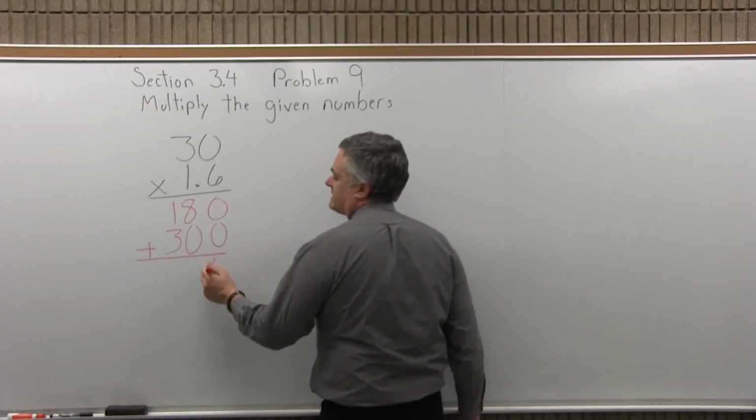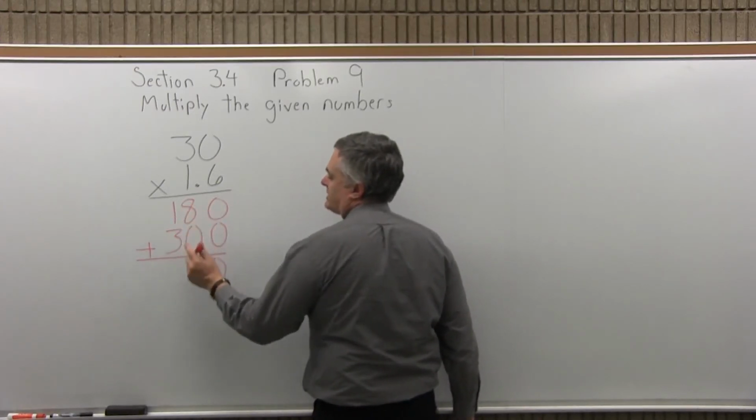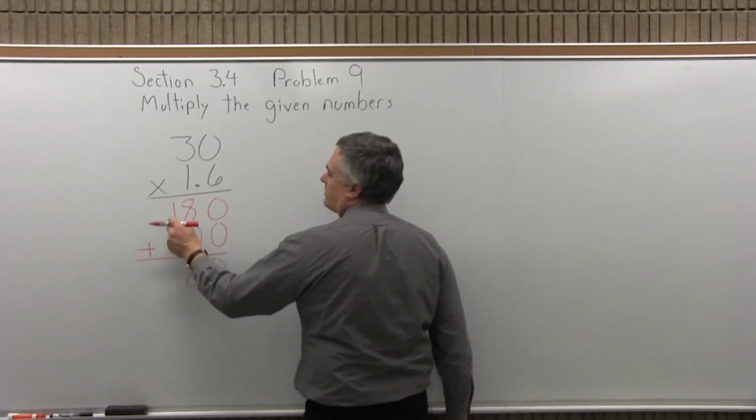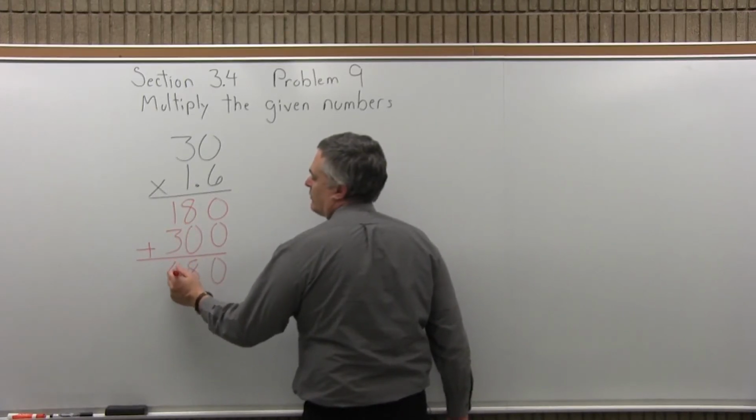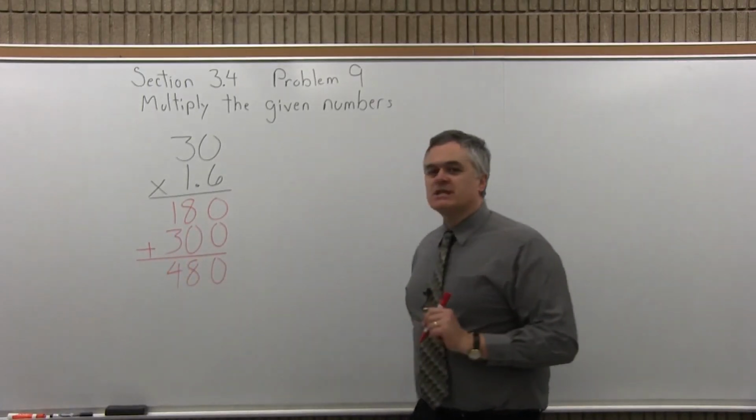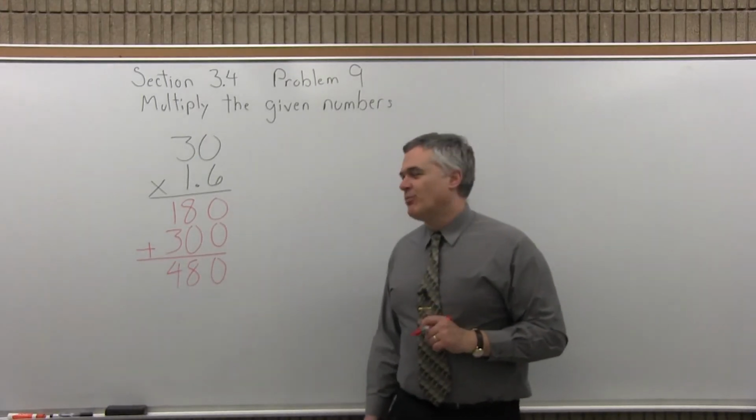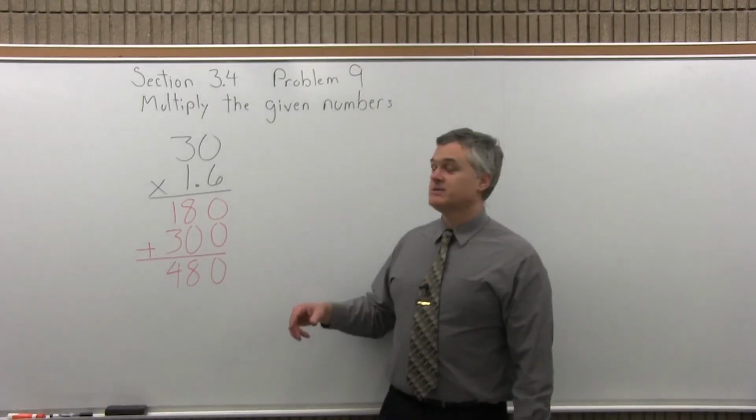0 plus 0 is 0. 8 plus 0 is 8. 1 plus 3 is 4. So if I had ignored the decimal, I get an answer of 480. But that's really not the answer because I have to put the decimal in.